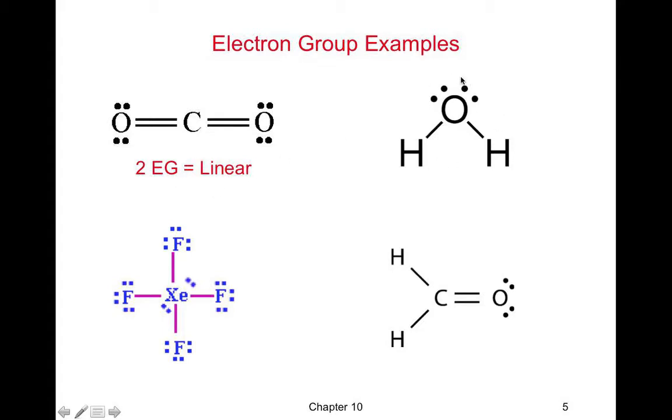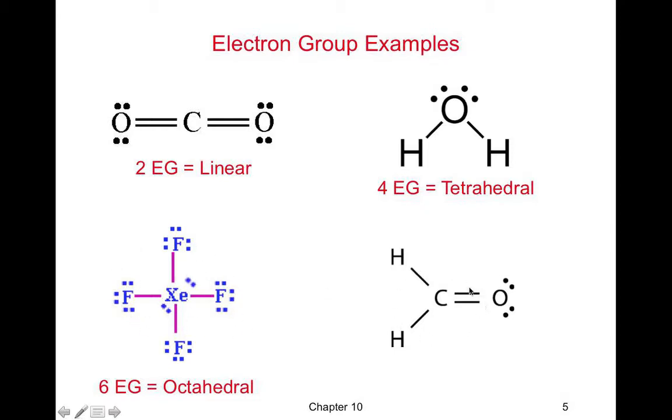Here I have the Lewis structure for water. In this case, I have 1, 2 bonded atoms and 1, 2 lone pairs. So I have a total of 4 electron groups, and so water has a tetrahedral electron geometry. Finally, I have xenon tetrafluoride. I have 1, 2, 3, 4 bonded atoms and 1, 2 lone pairs. And so I have a total, 4 plus 2 is 6 electron groups. And so the electron geometry of xenon tetrafluoride is octahedral.